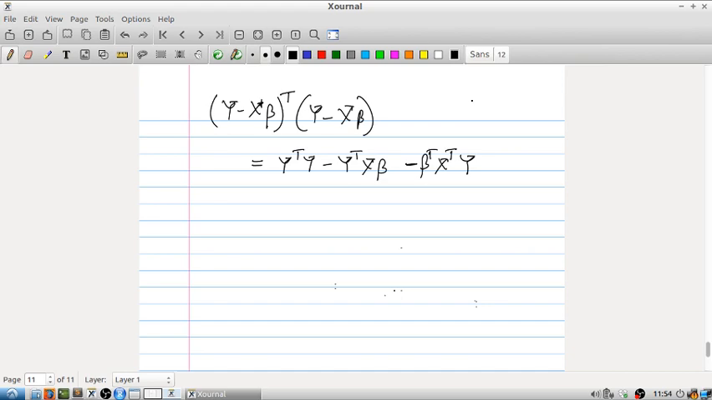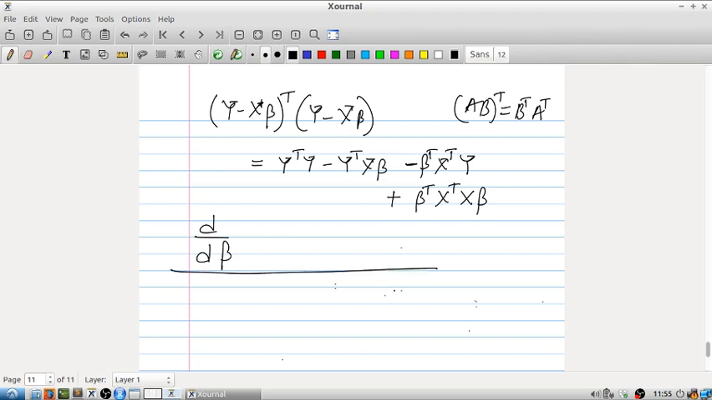Why is that? Because (AB) transpose, you guys know this rule? It's just B transpose times A transpose. And then the last term is going to be plus beta transpose X transpose X beta. Now if you take the first derivative, what do you want to do? You want to take the derivative with respect to beta. But the thing is, beta is a vector. But we can still proceed.